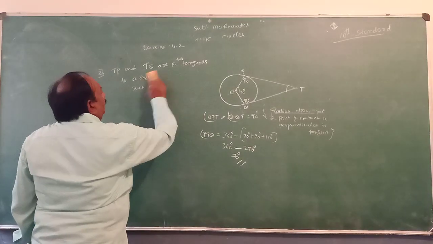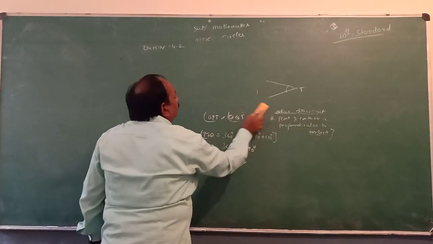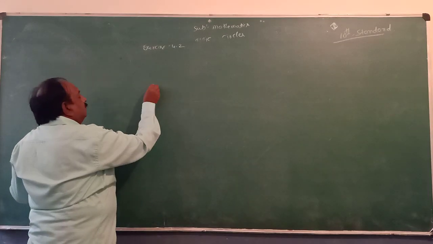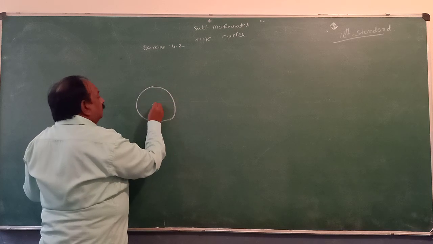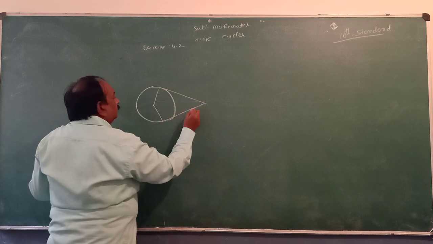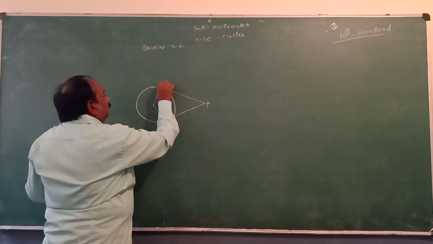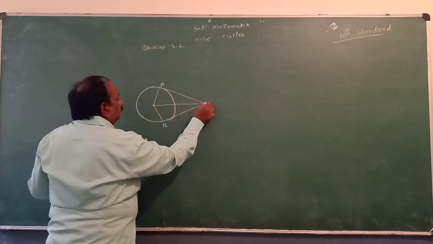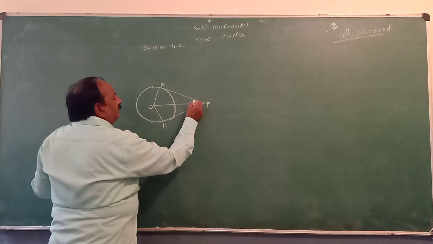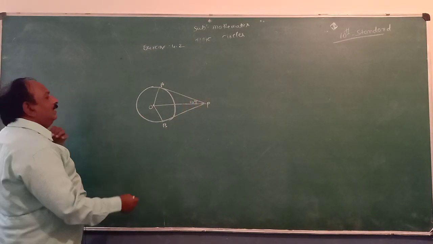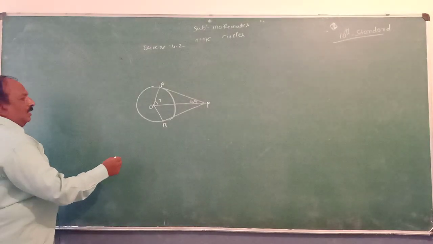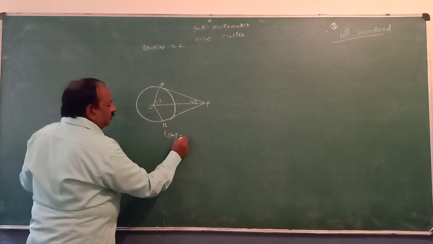Now, this problem is often confused. I want to explain this now. This is 25 degrees. Find angle AOP. Angle AOP is equal to dash.